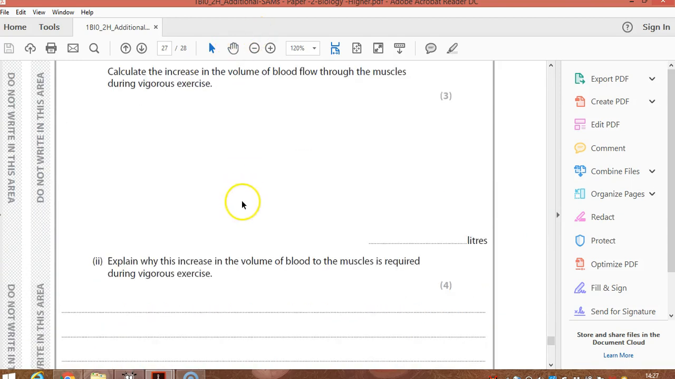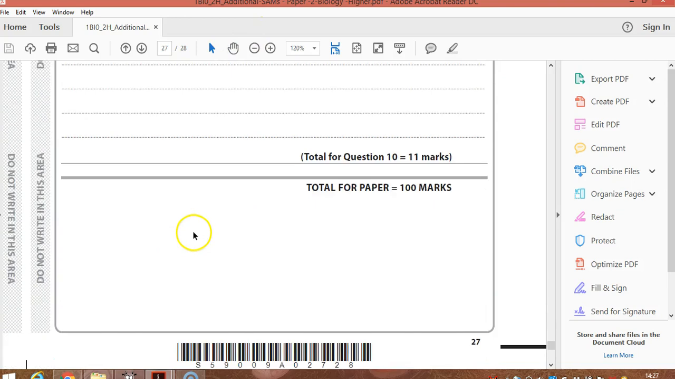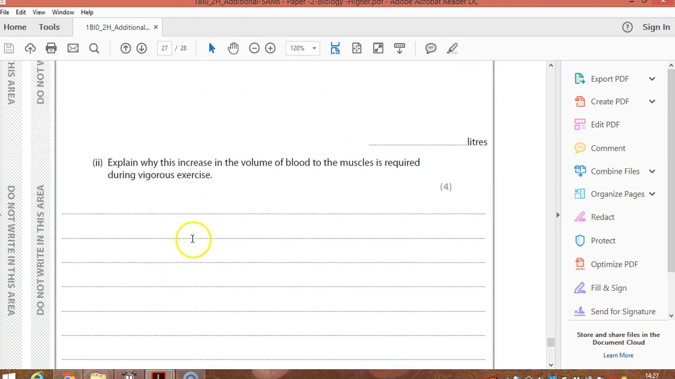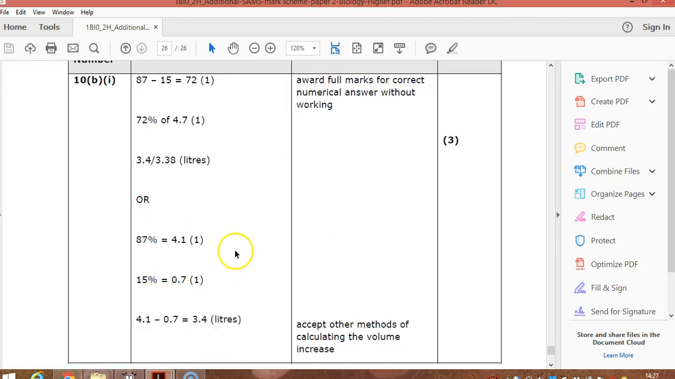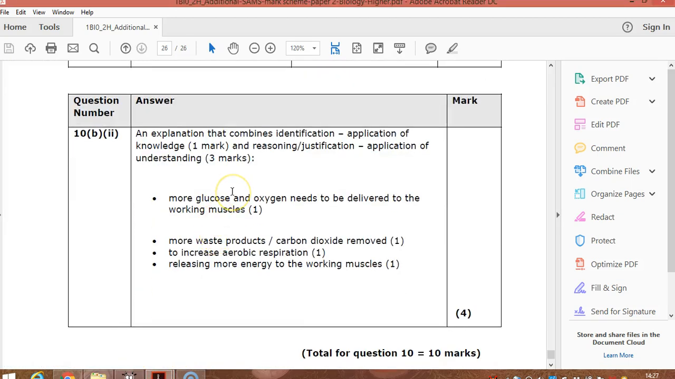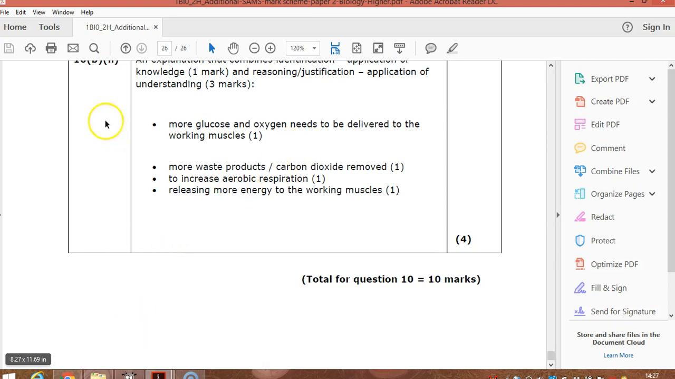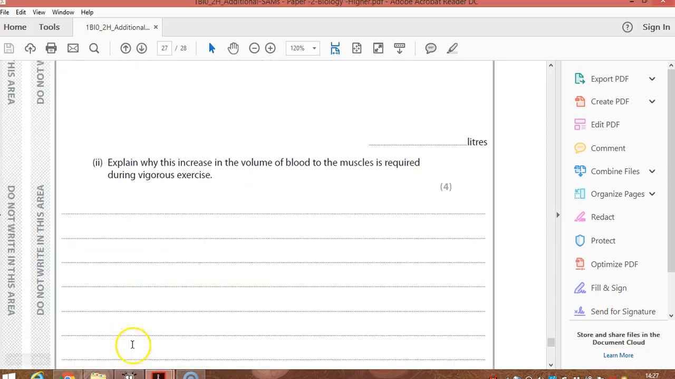Explain why there's an increase in blood for the muscles required. Last mark, last question, during vigorous exercise. And you would say, more glucose and oxygen needs to be delivered to the working muscles, more waste products and carbon dioxide is removed to increase aerobic respiration, releasing more energy to the working muscles. So there we go, that is the sample biology paper.